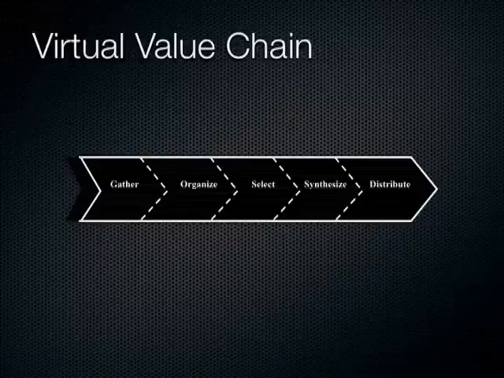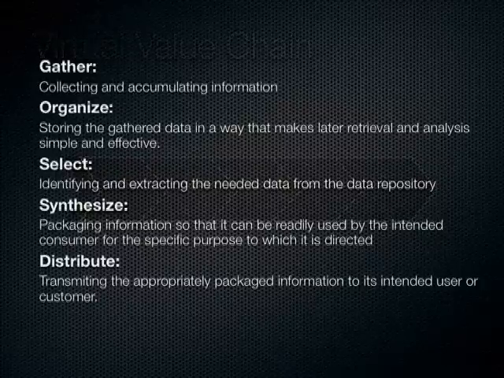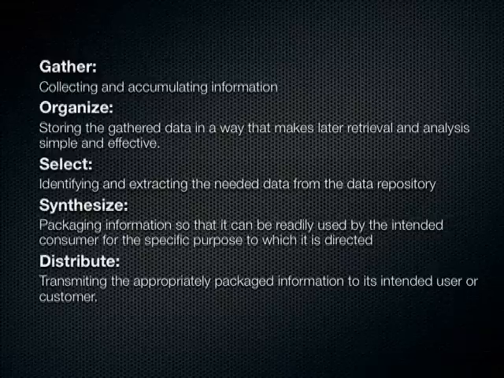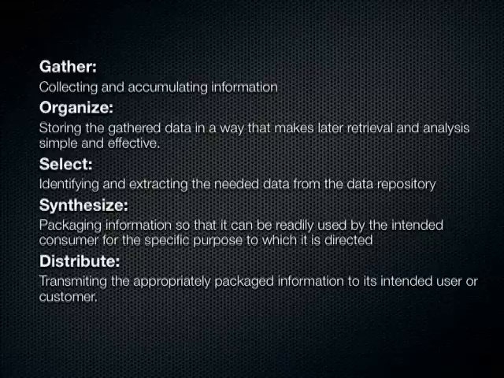So now we compare this to the virtual value chain. The virtual value chain has 5 steps as well. The virtual value chain talks about gathering information, organizing it, selecting it, synthesizing it, and distributing it. We take a look at each one of these separately. In the virtual value chain, gathering has to do with collecting and accumulating information about a product, about a service, or just information. We organize it and store it in a way that makes it easy for us to retrieve it and analyze it later.